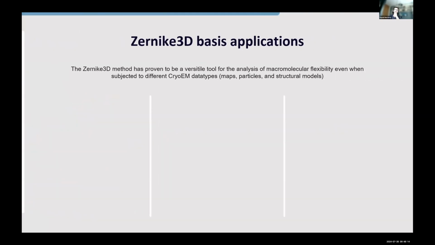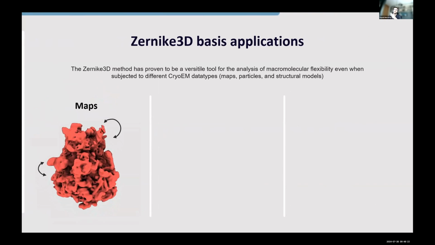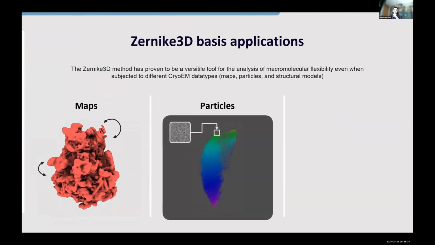And actually, one thing that this Zernike 3D basis has is that it's very, very versatile, because a motion can be applied to many things. For example, we can apply it to a volume, right? As we said, we can take two volumes and estimate the motion between them, and we can recover the conformational change between them. So we can apply this basis to the volume case. But we can also apply it to the case of particles.